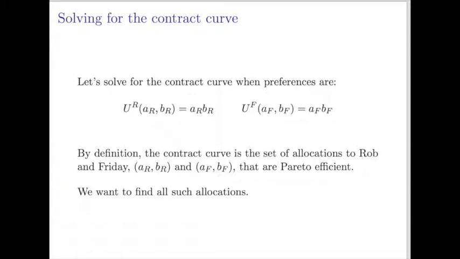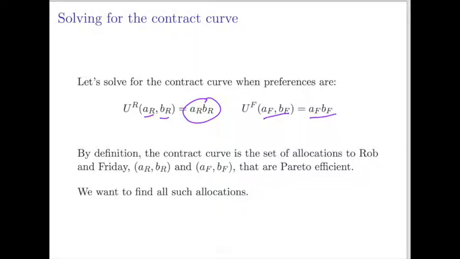Let's work with an example to see how one would go about solving for the contract curve. So let's take the preferences where Rob and Friday both have these Cobb-Douglas preferences. Rob's utility from consuming AR apples and BR bananas is just the product of the two. And similarly for Friday, the utility from consuming AF apples and BF bananas is just the product of the two.